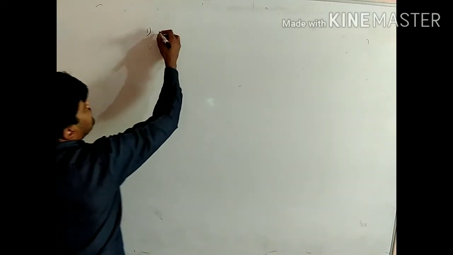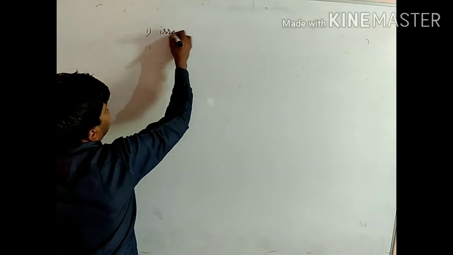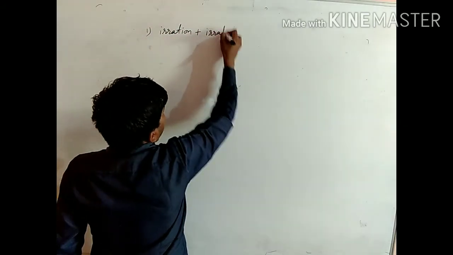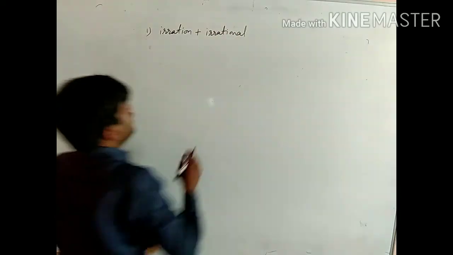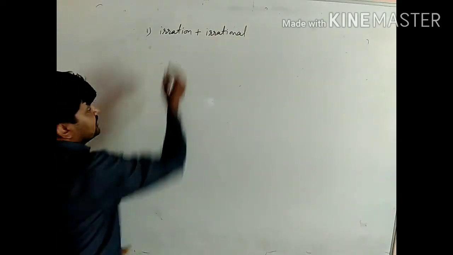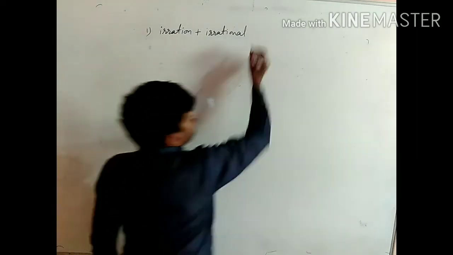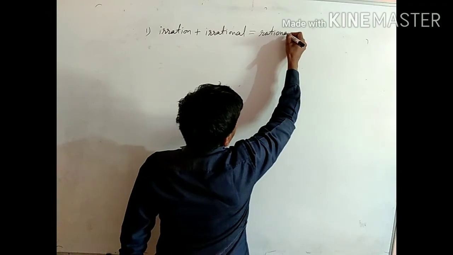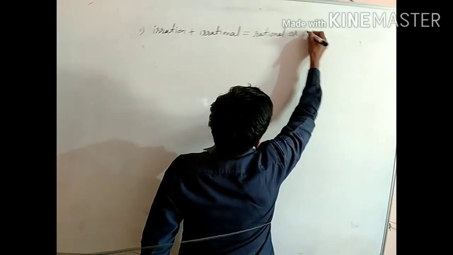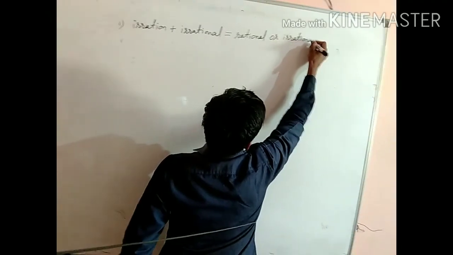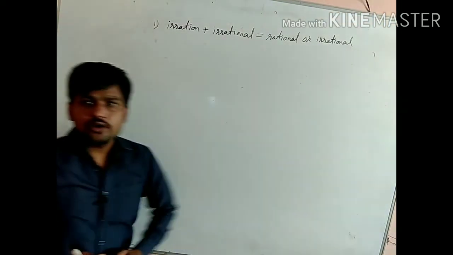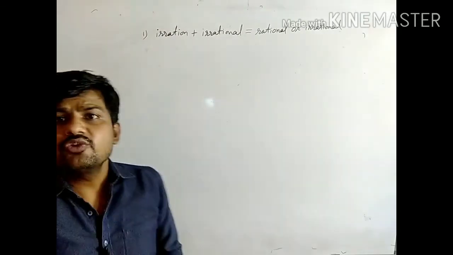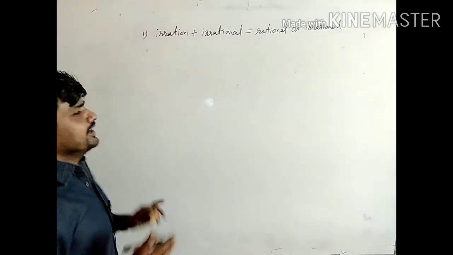First number is irrational plus irrational. Both numbers are irrational. So the result will be rational or irrational. We are not sure what the result will be if we perform operations between two irrational numbers. So look at the example.